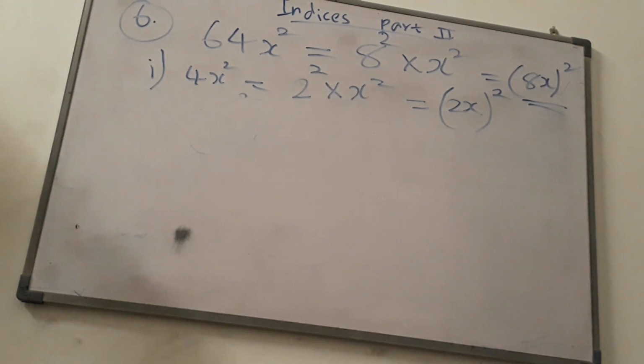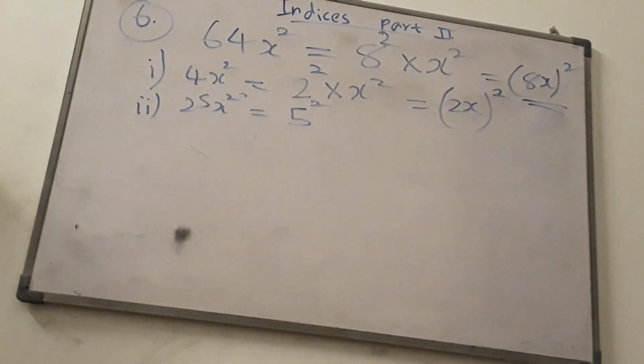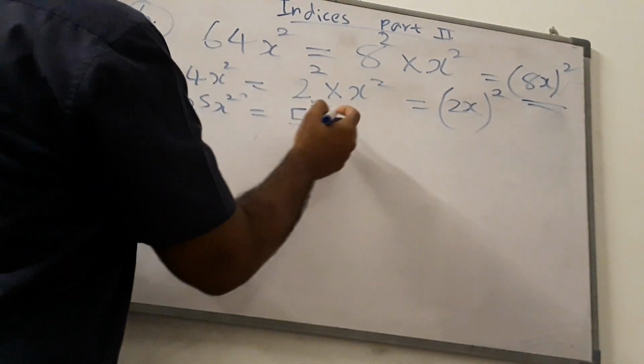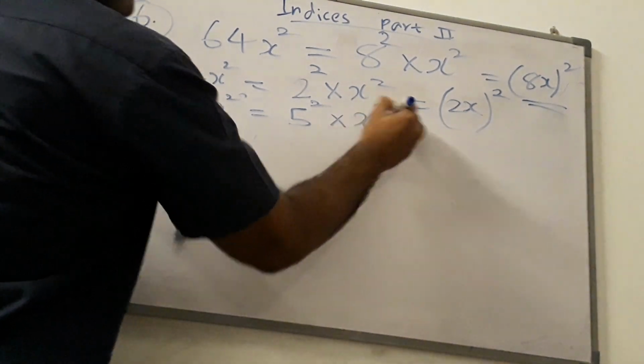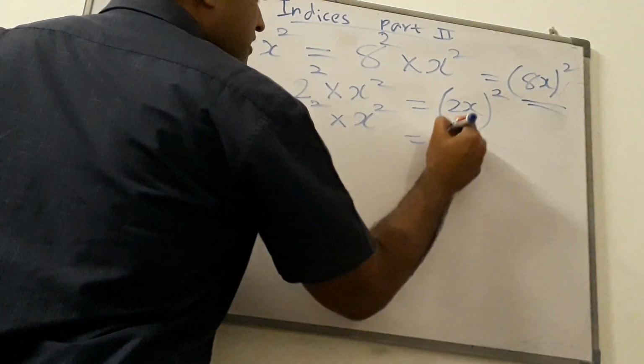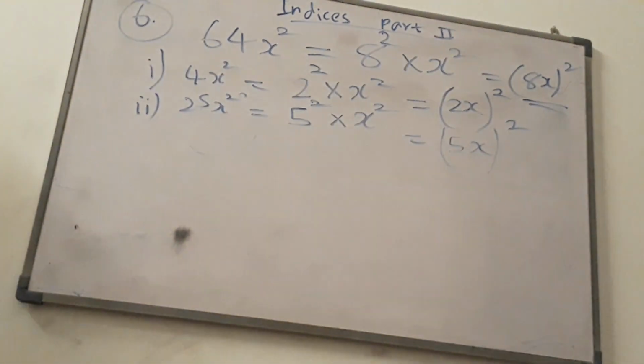Next question. 25x squared. 25 can be written like 5 squared. 5 times 5 is 25. We can write 25 as a square term, 5 squared. x squared means x squared. Now the power 2 is common to both 5 and x. So I am going to write the power 2 outside, and within brackets I am going to write the product of 5 and x, which is equal to 5x. Third question.